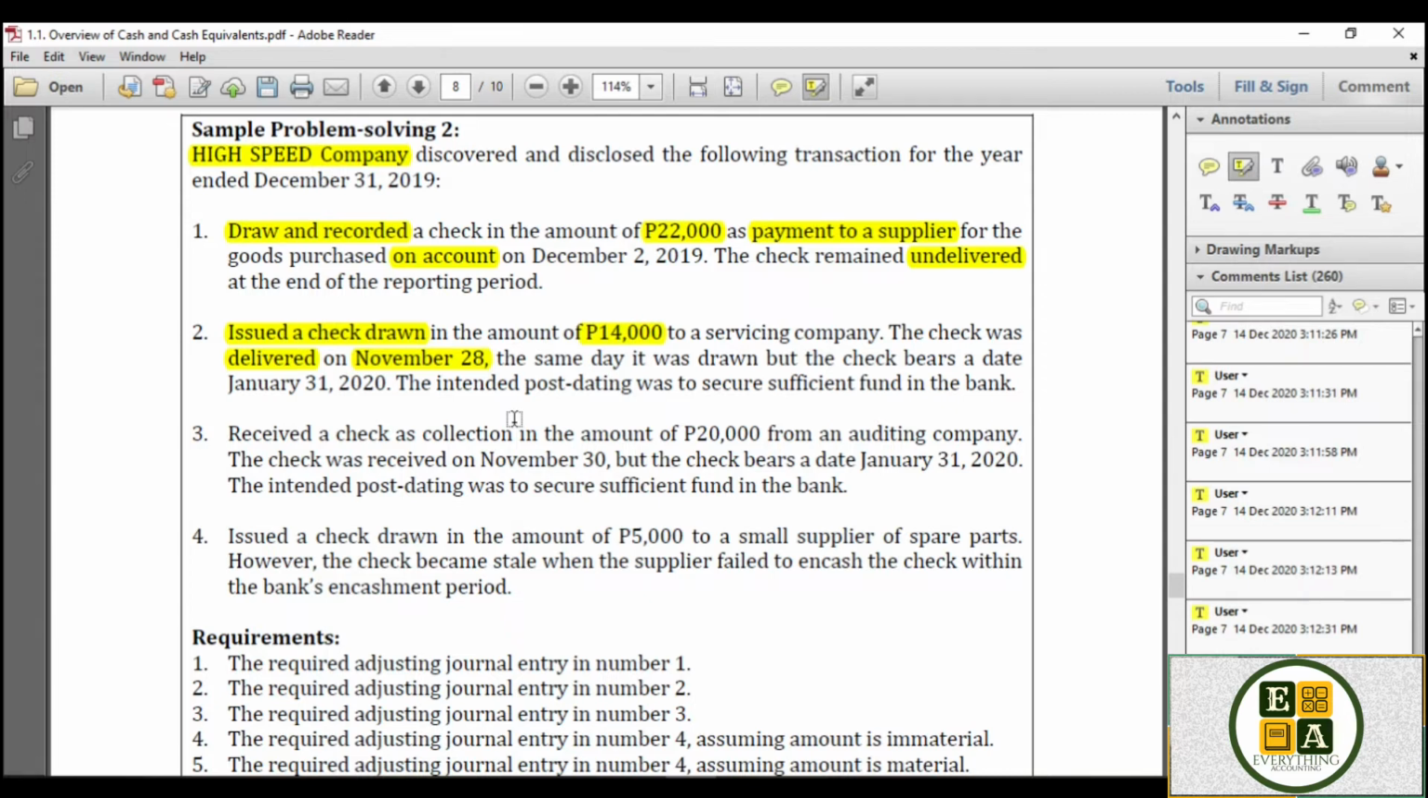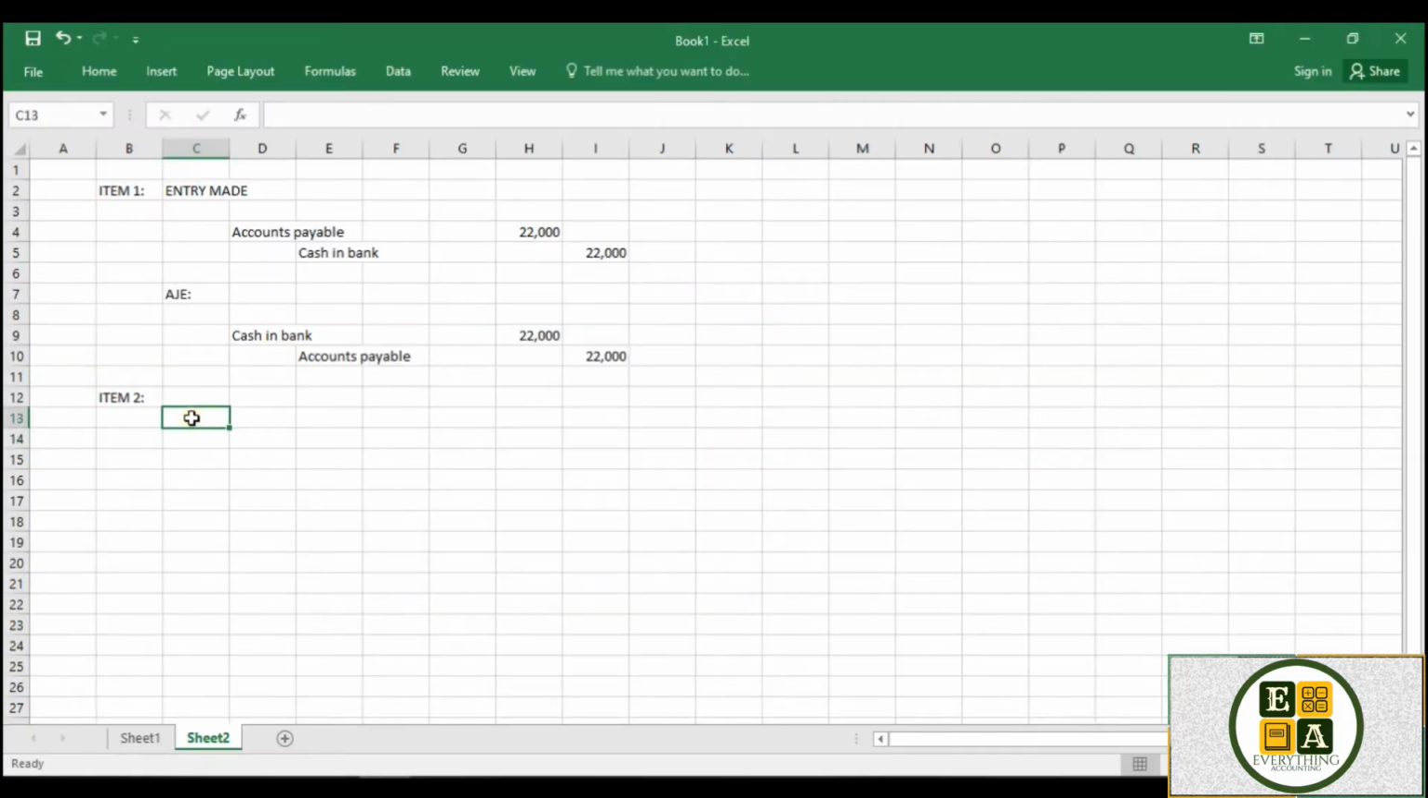So, yung perspective ng makaka-receive, after that date, pwede na daw encash or within that day, pwedeng ma-encash. However, it bears a date na January 31, 2020. So, ibig sabihin, may encash pa siya, kung sino man yung recipient, dun pa sa January 31. Okay? Yung reason for post-dating was to secure sufficient fund in the bank. So, post-dated check. Na-record natin siya as payment. Okay? As payment kasi. Now, ano yung gagawin? Yung magiging entry natin dyan, okay? Entry made would be the same.